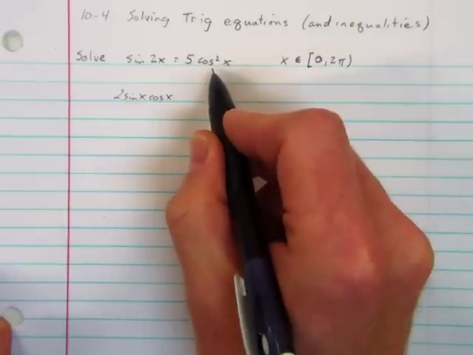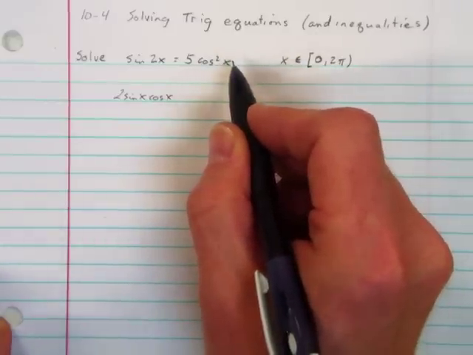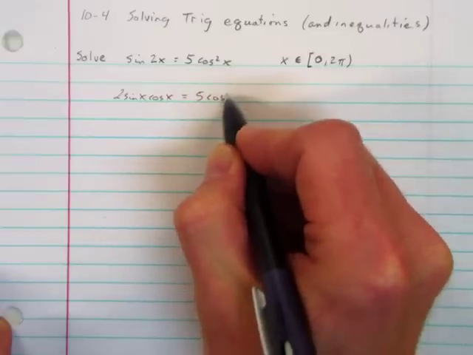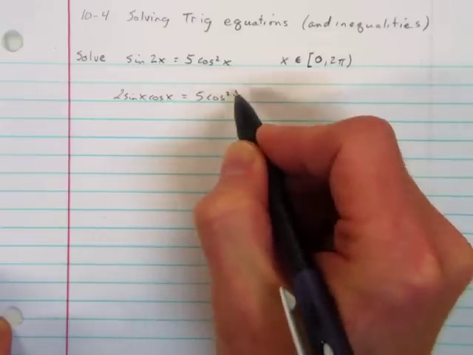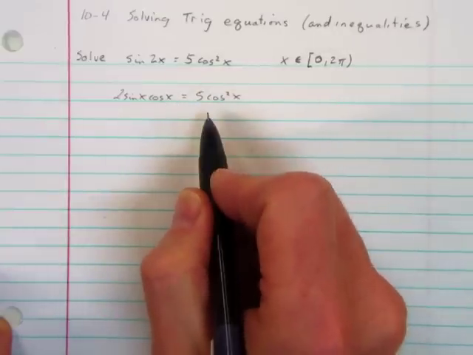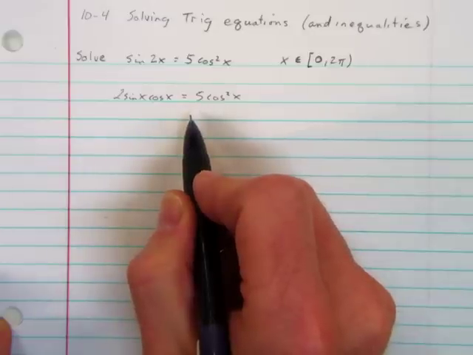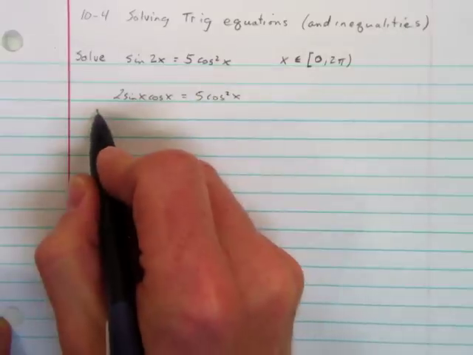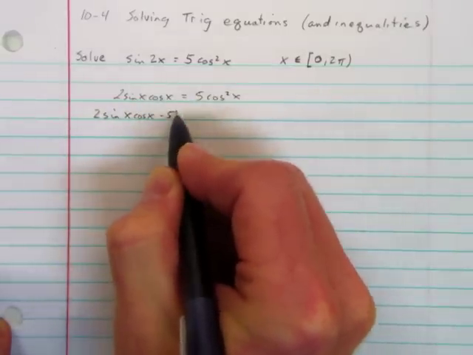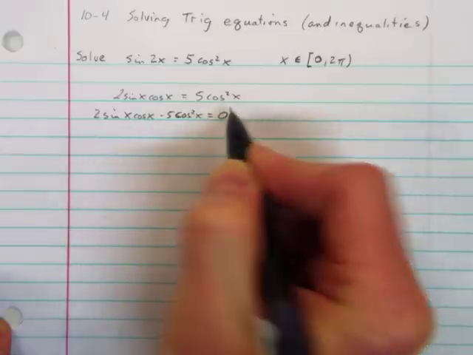And we look at 5 cosine squared. While there is an identity for that, there's not one that's really needed. So I'll first just copy this one down. Remember, we never, ever, ever divide out a trig function. So we're going to move everything to one side, and then we'll factor. So we'll have 2 sine x cosine x minus 5 cosine squared of x equals 0.